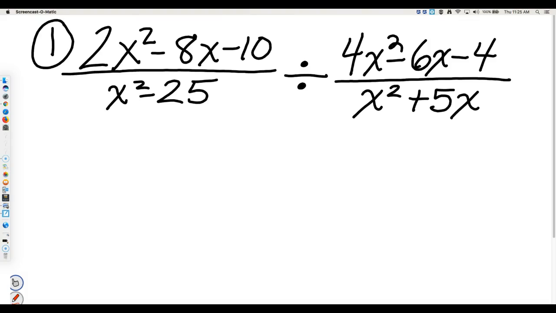Hello, distance learners. We're doing two problems from the section on multiplication and division of these rational expressions, because the people in class this afternoon have to go to the board and do one. So we're just going to make sure they don't feel silly.